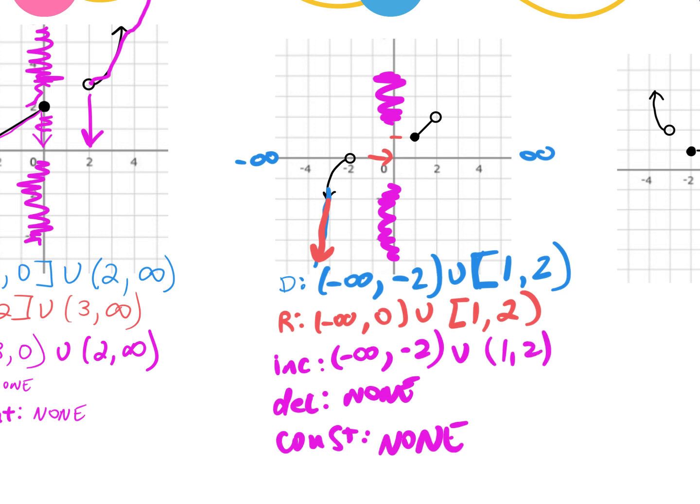1 to 2. Do you guys notice how sometimes the domain and the intervals of increase, decrease, and constant mimic each other? Right? They're not always exactly the same. Sometimes they are. But that should correlate because you're reading both of those things on the x-axis. All right, let's do the next one.